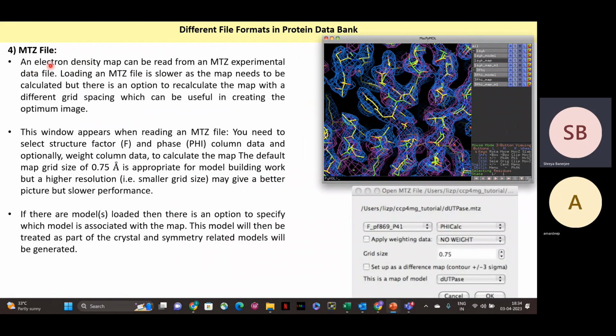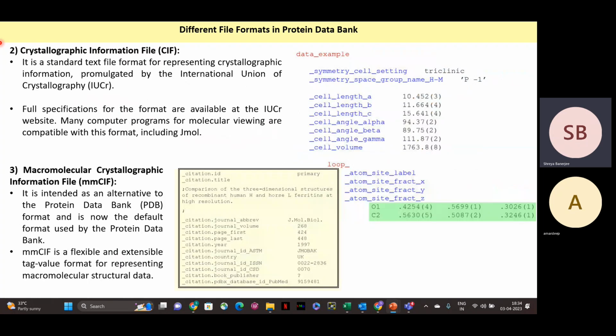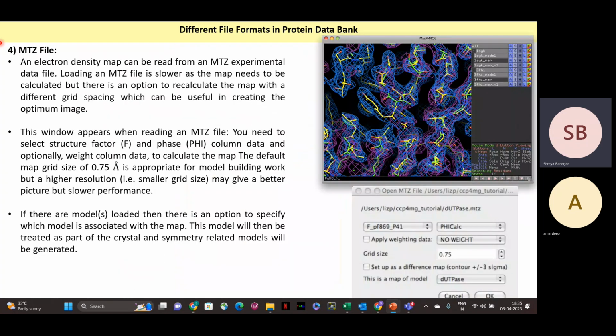The next file format is called an MTZ file. The significance of an MTZ file is that an electron density map can be read from an MTZ experimental data file. Now, loading this MTZ file is slow because the electron density map needs to be calculated. In the other file formats that we saw, like the FASTA or the CIF, all the information is already there, so those files can be generated very rapidly. But for the MTZ file, the electron density has to be calculated, so generating it is pretty slow. But what can be done to speed it up is that you can get a rough electron density idea and later refine the electron density as you get more data.